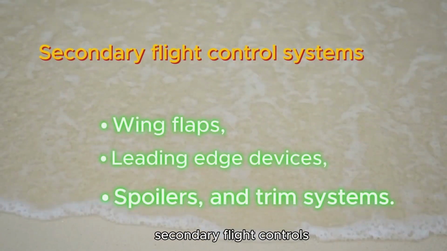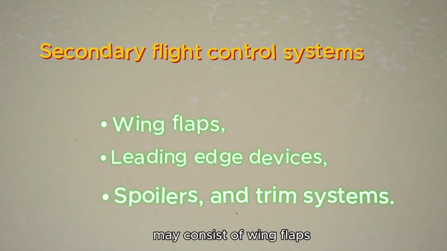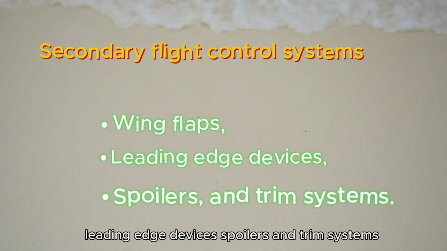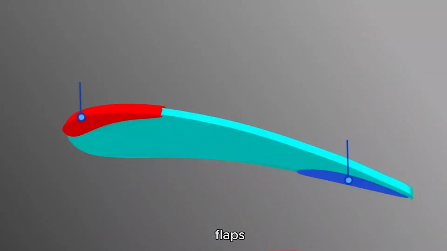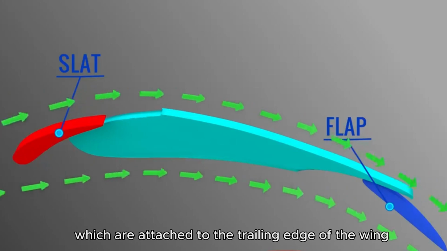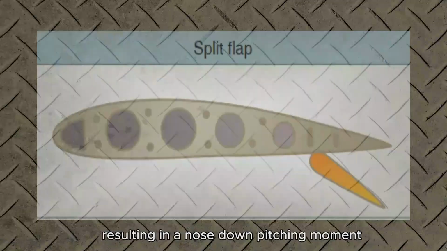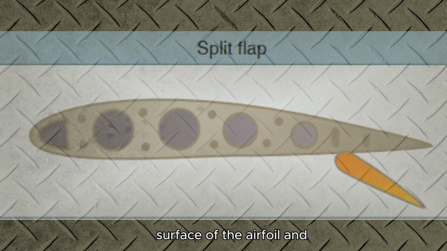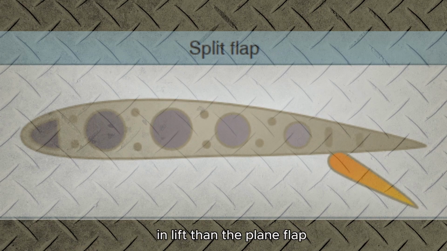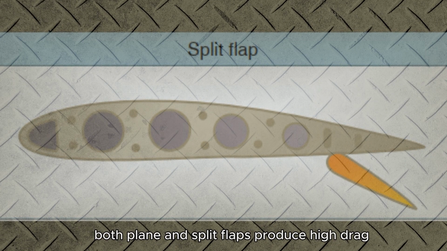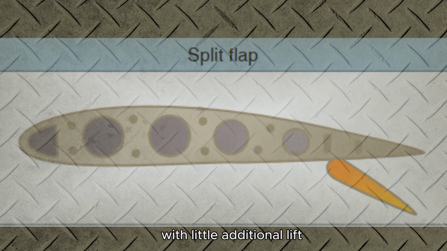Secondary flight controls. Secondary flight control systems may consist of wing flaps, leading edge devices, spoilers, and trim systems. Flaps. Flaps are the most common high-lift devices used on aircraft. These surfaces, which are attached to the trailing edge of the wing, increase both lift and drag, resulting in a nose-down pitching moment. The split flap is deflected from the lower surface of the airfoil and produces a slightly greater increase in lift than the plain flap. More drag is created because of the turbulent air pattern produced behind the airfoil. When fully extended, both plain and split flaps produce high drag with little additional lift.